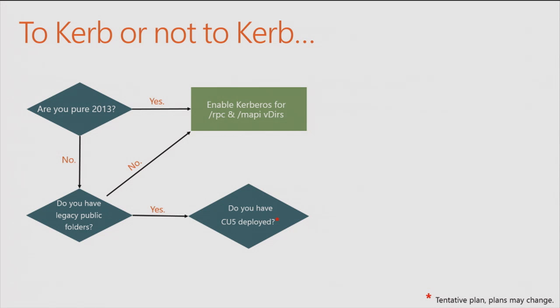Whereas, say, a shared mailbox kicks off an auto-discover request. So you get a shared mailbox's SMTP value back, and then we do another auto-discover query, and we can figure out what settings to use. A public folder connection doesn't initiate that other auto-discover query. So if you have CU5, and again, it's not a promise, it's a hope, right? Plans change. You could enable Kerberos for RPC and MAPI.